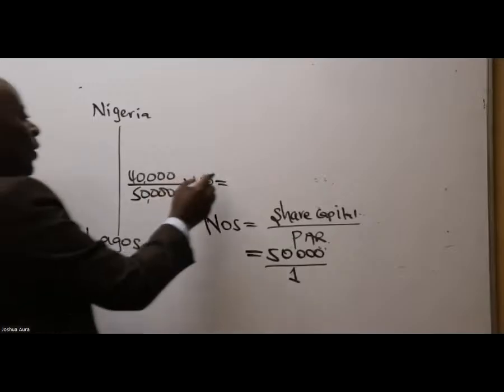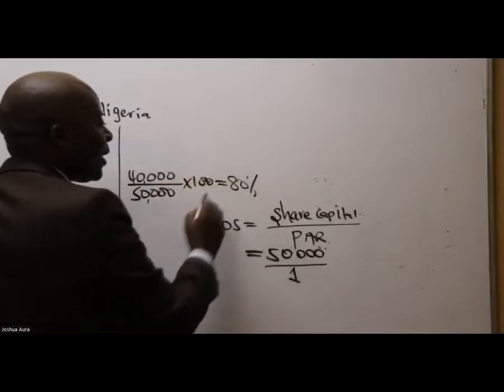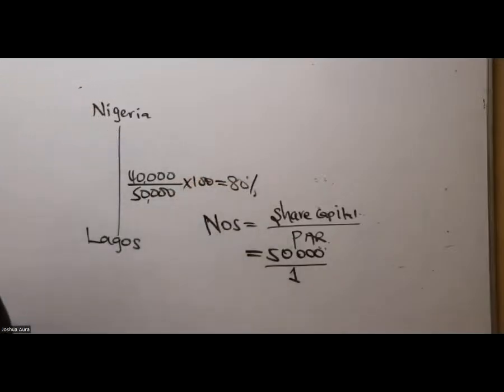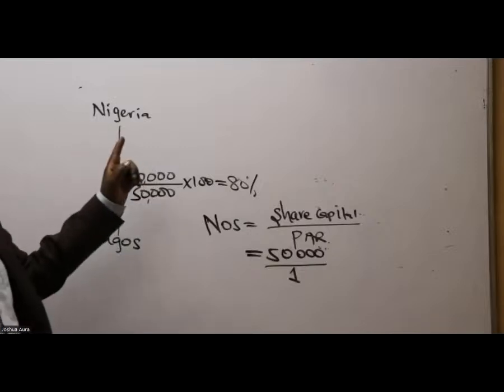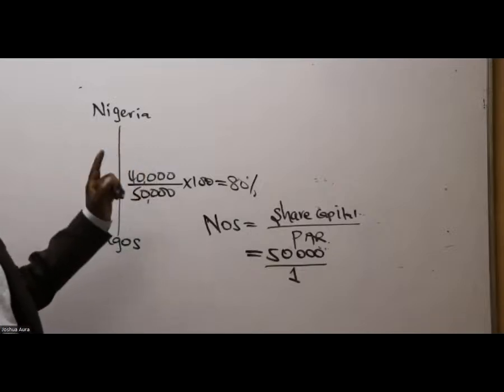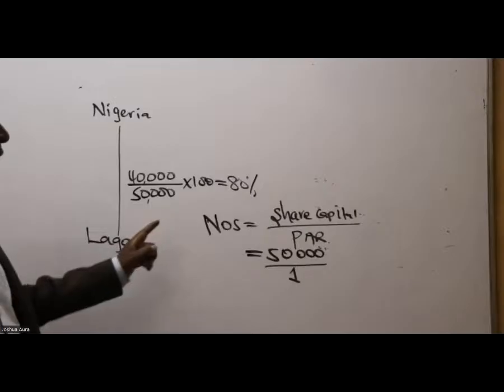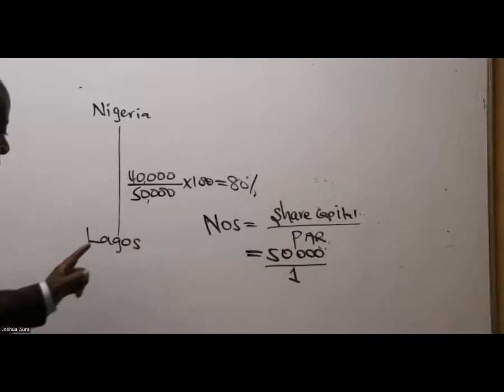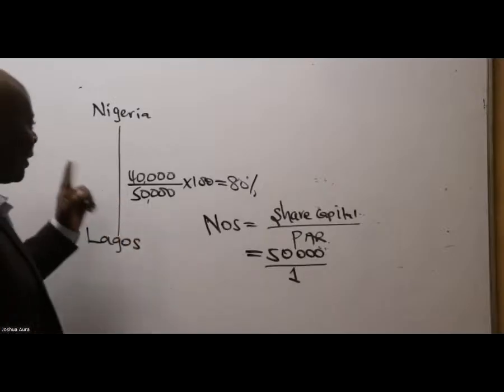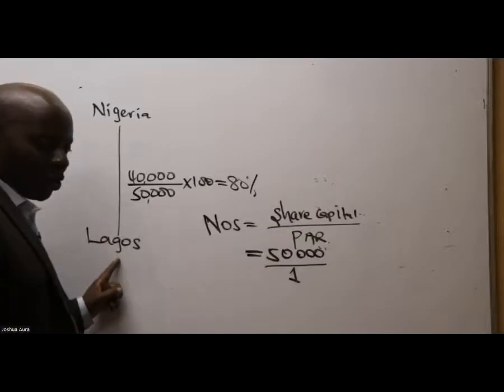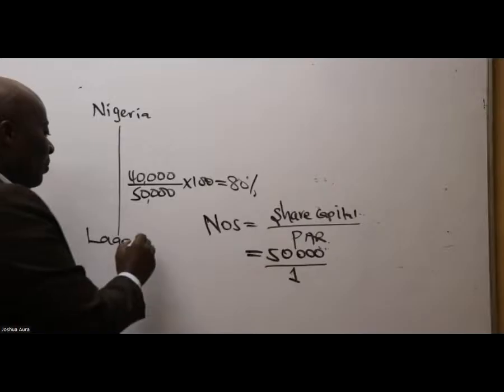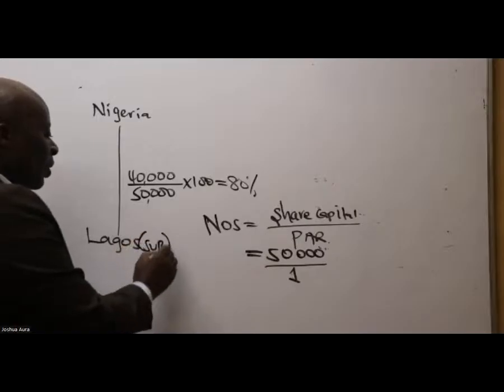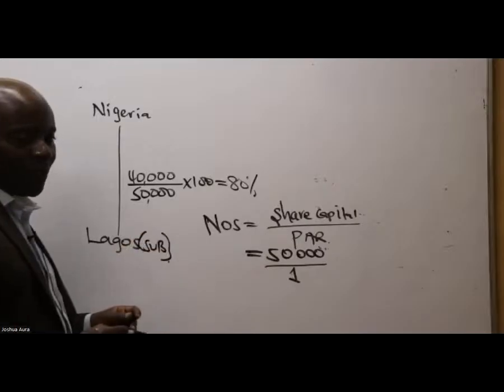So what do you think of 80%? Don't you think 80% is way too high? Automatically, that means control. It means that Nigeria is controlling Lagos. Means that Lagos automatically becomes our subsidiary.